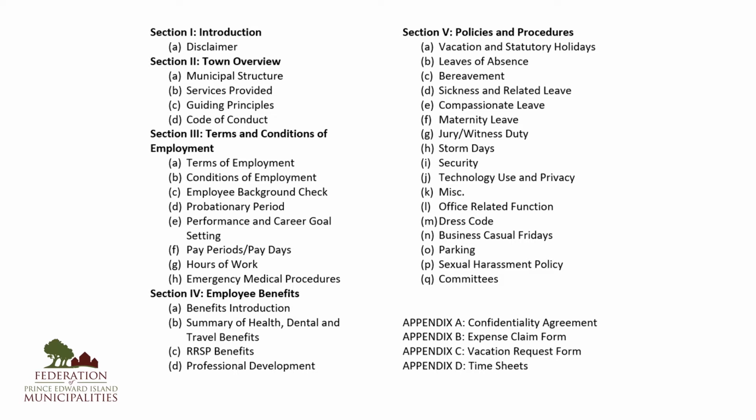Other topics that you may want to include in your policy and procedure manual include forms for confidentiality, expense claims, vacation requests, and timesheets. All of these tools and policies and guidelines help to keep you accountable to your employees and council, and help to keep the employees accountable to you as the employer.